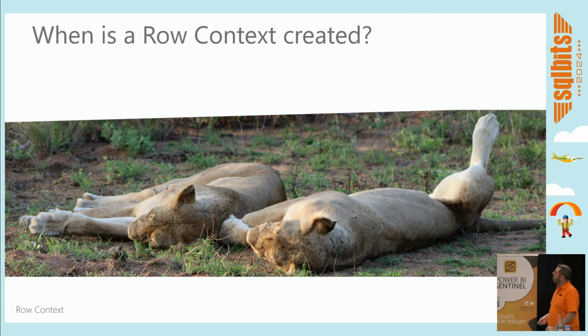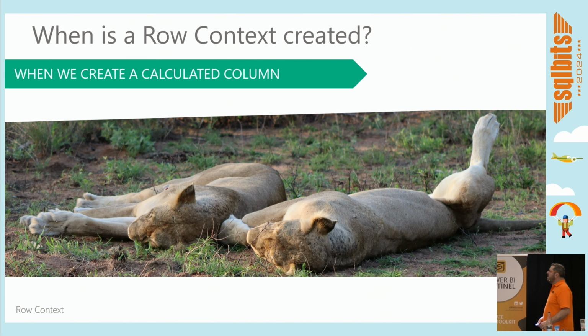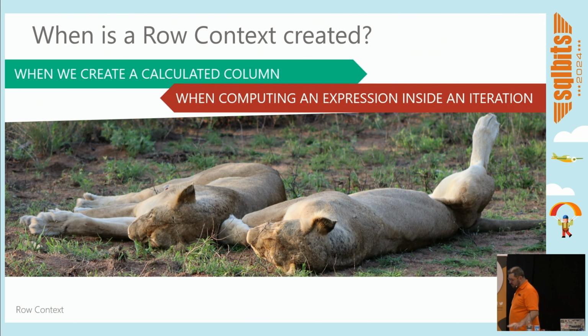Okay? But we only explicitly see a row context in 2 scenarios. The one is when we create a calculated column, and the second one is when we compute an expression inside an iteration. Okay, why do I say we only explicitly see it? Because that is the only time where it really is clear to us that this is what's going on. All of the rest of the time, the row context is actually kind of hidden behind a whole bunch of things.